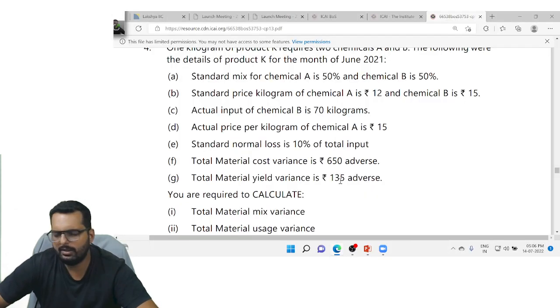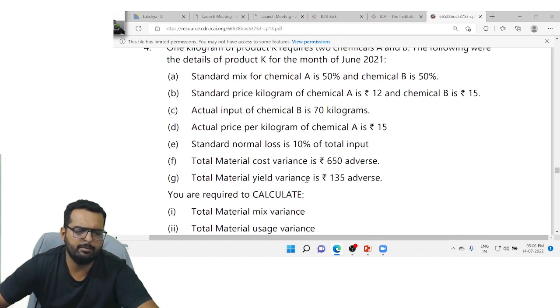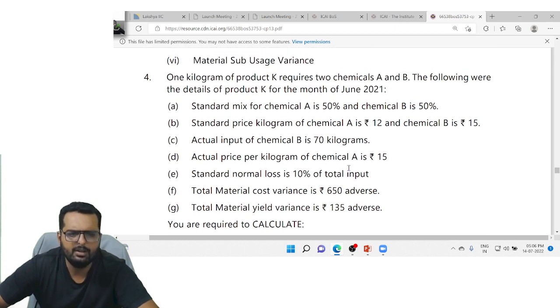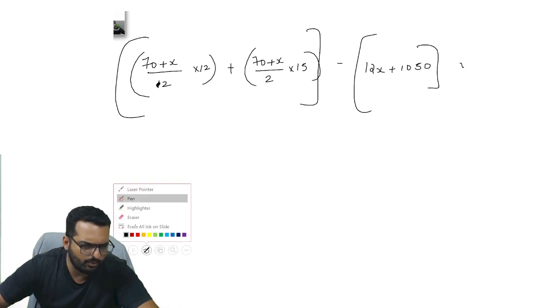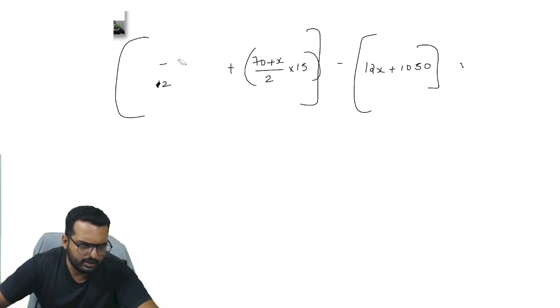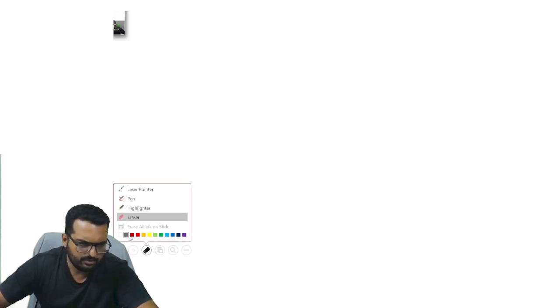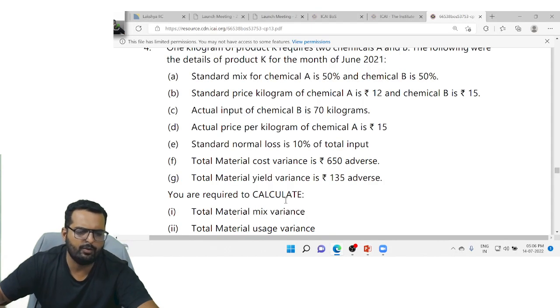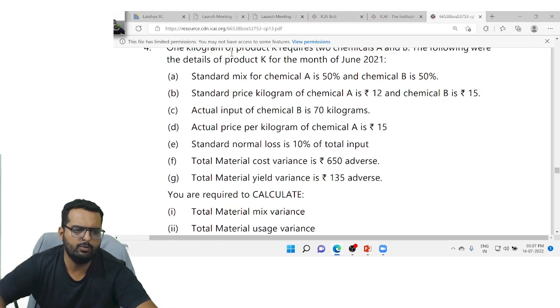Material yield 3 minus 4, 3 minus 2, 4 minus 3, 1 minus 4 is the material yield. Material cost is 650 adverse. Beautiful question, my dear friends. Let's try solving it in this way. That's the only way out for us. Put the equation and see whether we are able to get the answer or not get the answer. So how much is the yield variance that is told over here? 135 adverse. So minus 135 is equal to 1 minus 4.